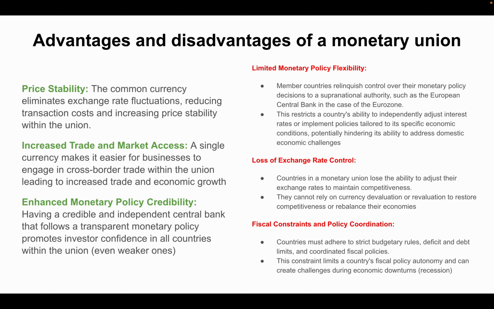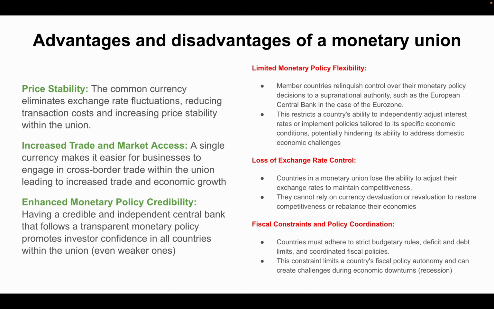And of course, there's always disadvantages to something that has an advantage. So the first one is limited monetary policy flexibility. Member countries relinquish control over their monetary policy decisions to a supranational authority, such as the European Central Bank in the case of the Eurozone. So this means that the countries in the Eurozone are not able to change their interest rates, and they're not allowed to change much with their monetary policy. Instead, they have the central bank to do it for them.